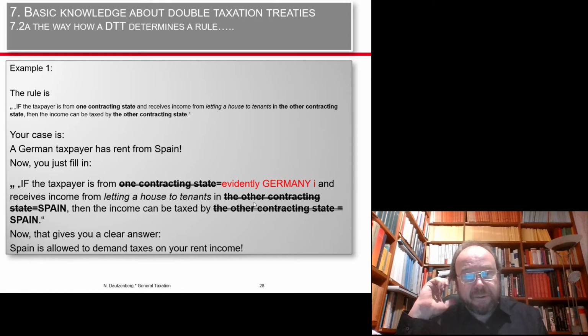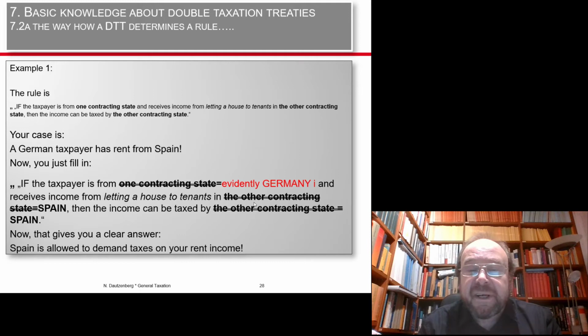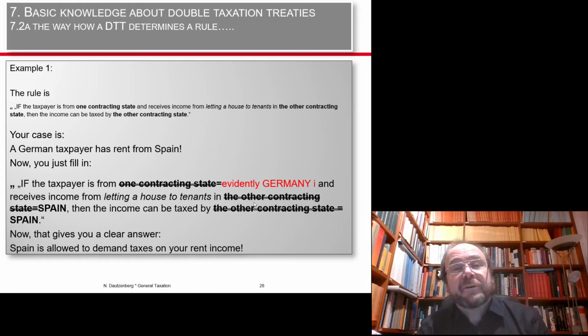Imagine the rule is now the rent. If the taxpayer is from one contracting state and receives income from letting a house to tenants in the other contracting state, then the income can be taxed by the other contracting state. Okay, if you read that unprepared, probably there is a bit of frustration on the way. Now you know this is a formula, and a formula is absolutely senseless if you don't have a concrete case to solve. So we take our concrete case: a taxpayer from Germany has rent income from Spain.